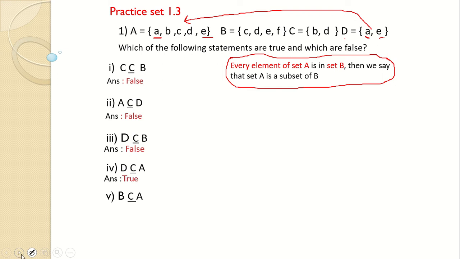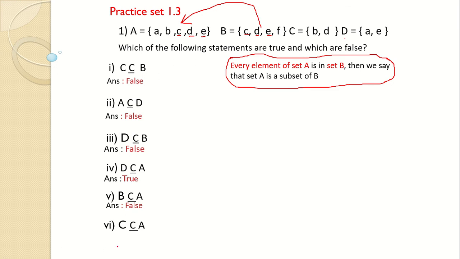Then the fifth one, B is subset of A. Whether B is subset of A. B is this set, and whether this is a subset of A, that we have to find. Okay. Now here there is C, here there is C. Here there is D, here there is D. Here there is E, E is also there. Then F, F is not there. F is not there, therefore it cannot be a subset, so that has to be false.